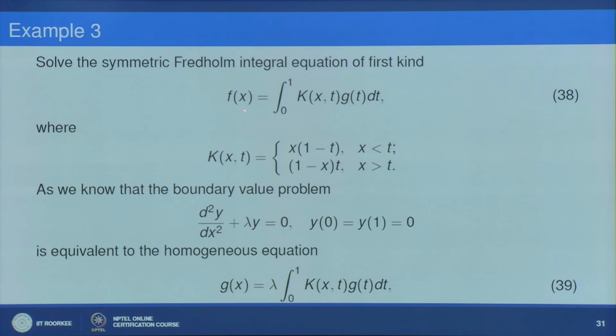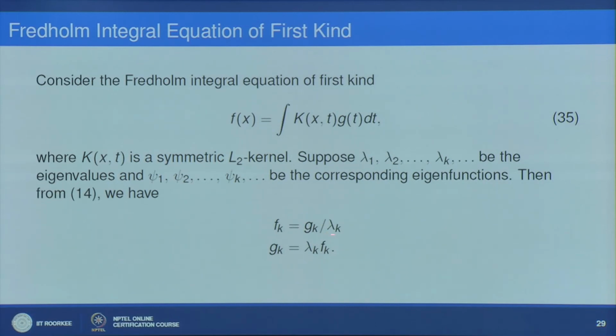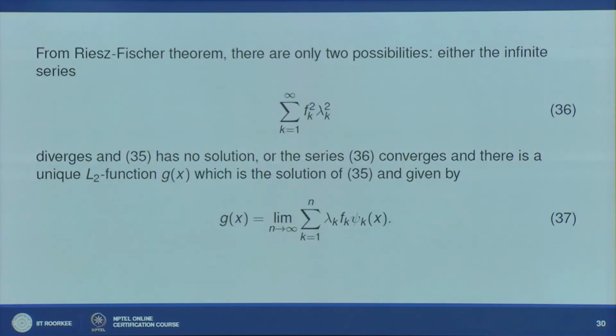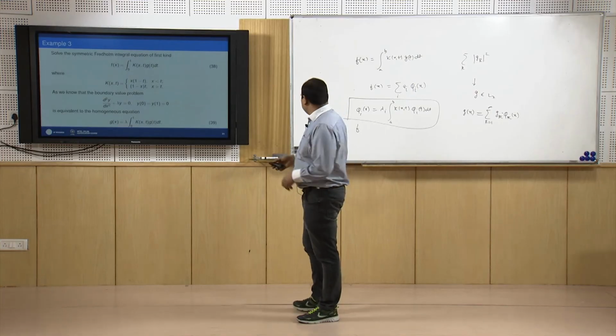Let us take this example: f of x equal to the integral from 0 to 1 of k of x,t g of t dt, where k of x,t is given by this. So here it is a Fredholm integral equation of the first kind. Then we need to find out f_k and g_k, all these things. So eigenvalues we need to find out, and eigenfunctions we need to find out. So for that, corresponding to this, we need to solve the eigenvalue problem, where k of x,t is given by this.